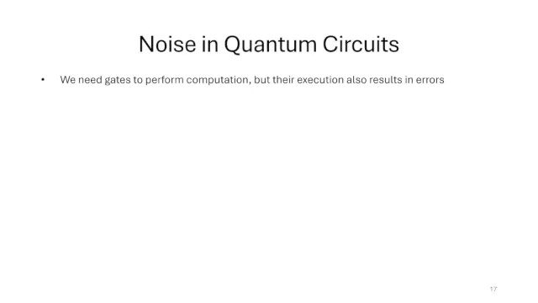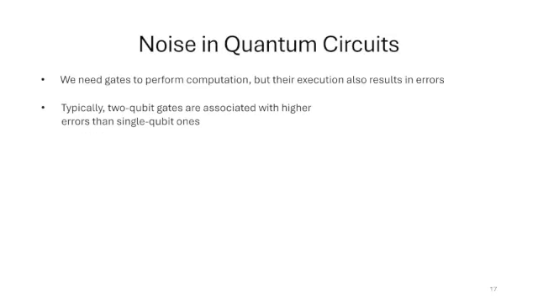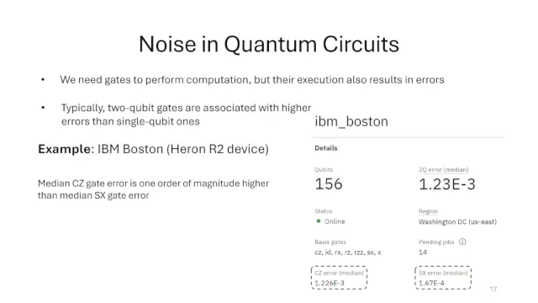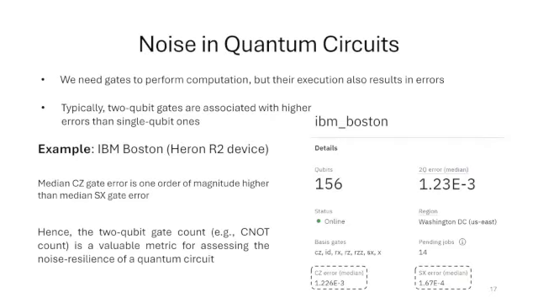Now, we need gates to perform operations on the quantum computer, but gates also result in the accumulation of noise. Typically, 2 qubit gates are associated with higher errors than single qubit gates because they need multiple qubits to interact and usually also take longer to implement. For example, taking a recent generation IBM device, Heron R2, the Boston machine, we see that 2 qubit gates have a median error about an order of magnitude higher than single qubit gates. It's 10 to the minus 3 versus 10 to the minus 4. So one metric that's often used to evaluate the noise resilience of a circuit or an algorithm is the CNOT count. And this is what I'll be mostly using for the rest of the talk.